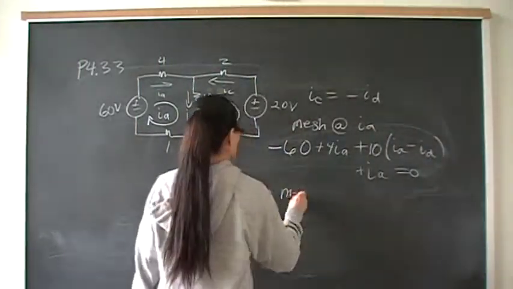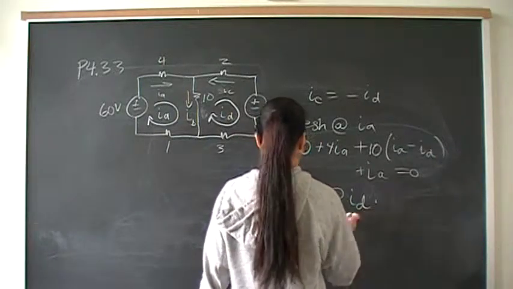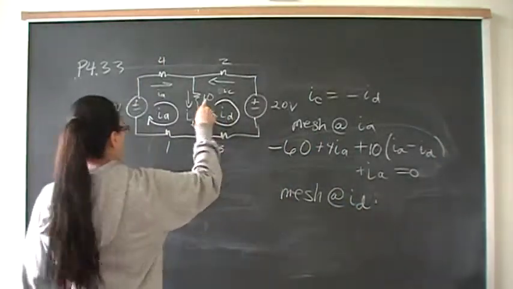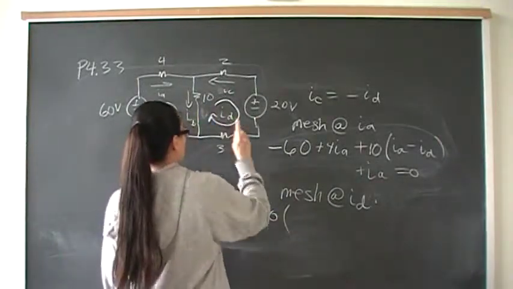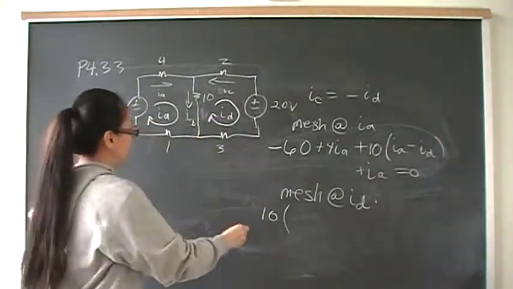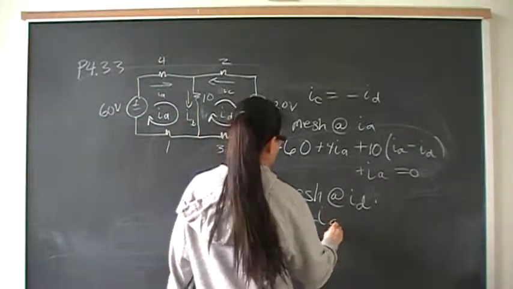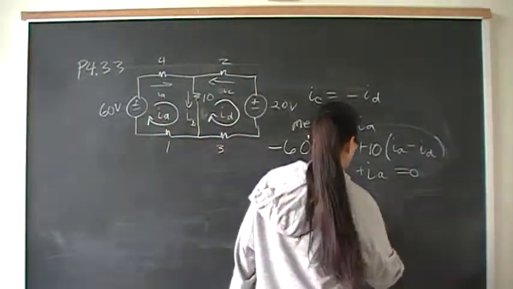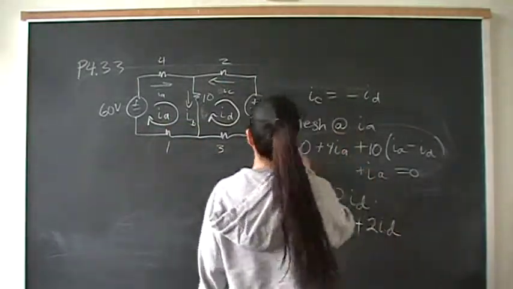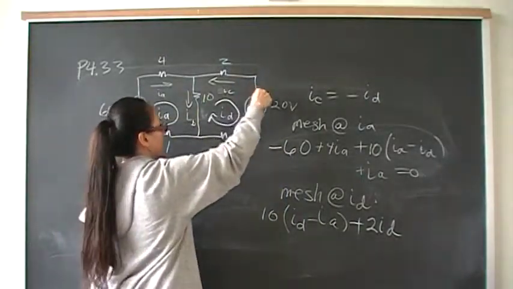Then we're going to take mesh at ID. So let's start here. We got 10 ohms of resistance. And the net current, with respect to this mesh, is ID minus IA. Plus this term right here, which is going to be 2 ID. And then the first sign that you run into is the plus. So it's going to be plus 20.